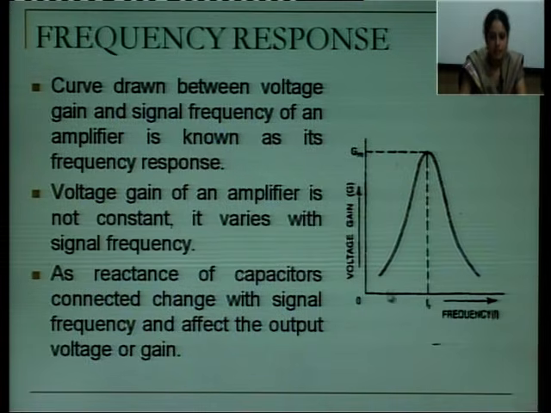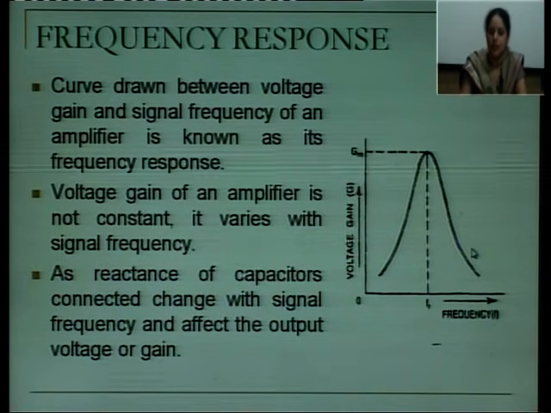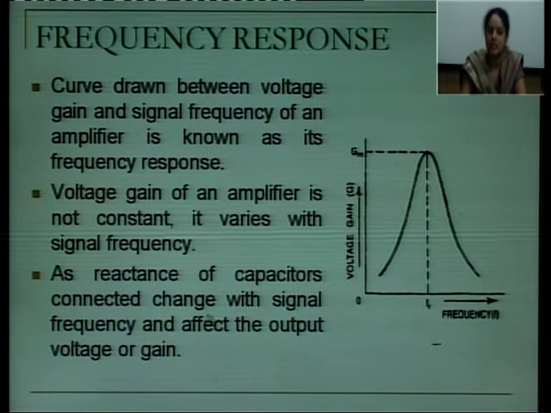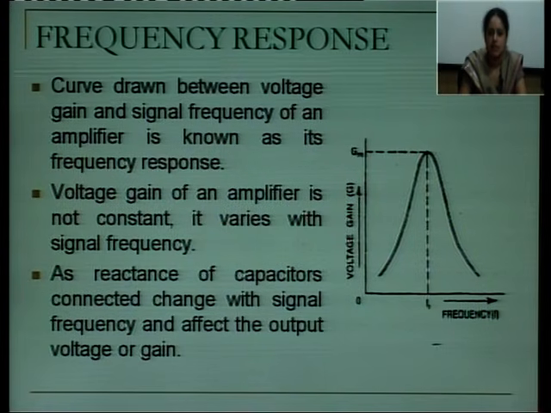As your signal frequency is increasing, your voltage gain is also increasing. But at a particular point, that is your resonant frequency, your gain is maximum. After this point, if your frequency increases further, your voltage gain decreases. Now, why is it so? The reactance of capacitors connected changes with signal frequency and affects the output voltage or gain. We all know X is equal to 1 by 2 pi fC. As your frequency increases, your reactance decreases. Your change in reactance affects your signal output voltage or gain.